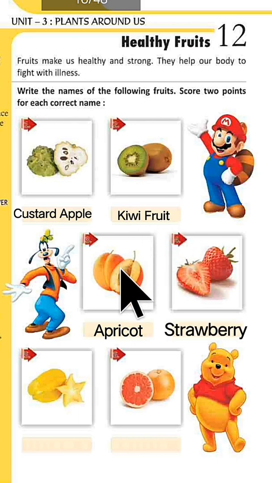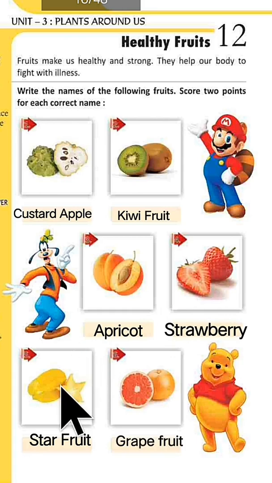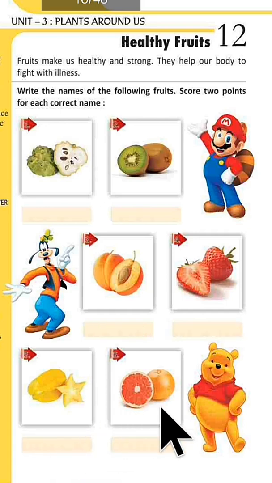The next picture is of apricot fruit, so we have to write the apricot spelling here. The next picture is of strawberry, and so we are going to write the spelling of strawberry here. This is a picture of a star fruit, so you have to write the spelling of star fruit here. This picture is of grapefruit, and so we will be writing the spelling of grapefruit here.